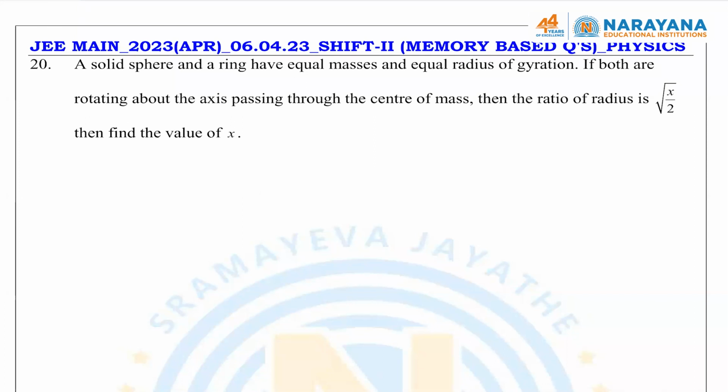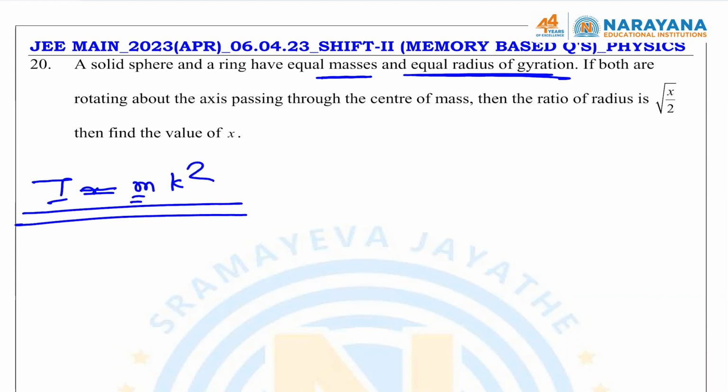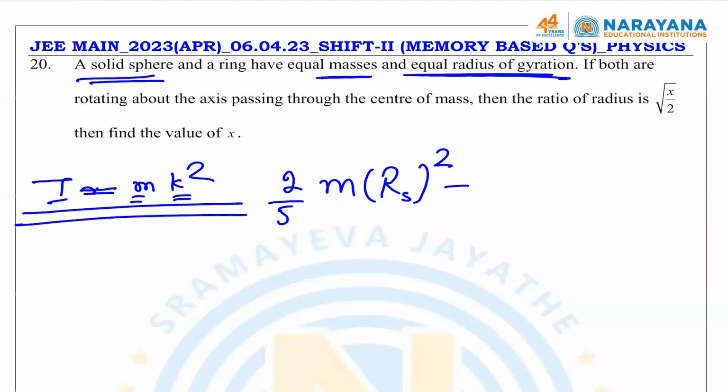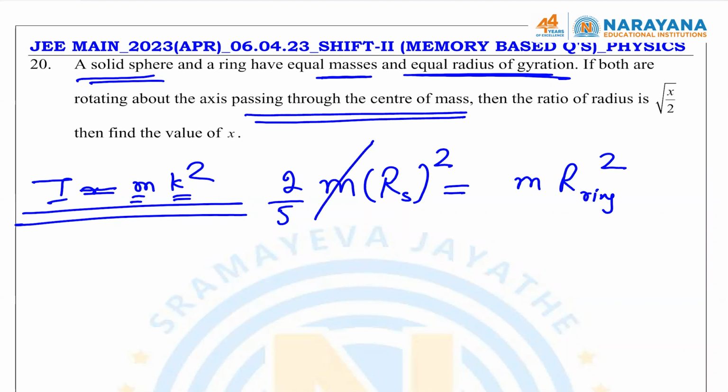We have a solid sphere and a ring. They have equal mass and equal radius of gyration. Moment of inertia is mass into radius of gyration square. So if mass and radius of gyration are same, that means moment of inertia is same. So this question is about equating the moment of inertia. Mass of the solid sphere is m, moment of inertia is 2 by 5 mass into radius square. This is the moment of inertia of a solid sphere. And for a ring, the moment of inertia will be mr square, so m into r of the ring squared. So m are given equal.